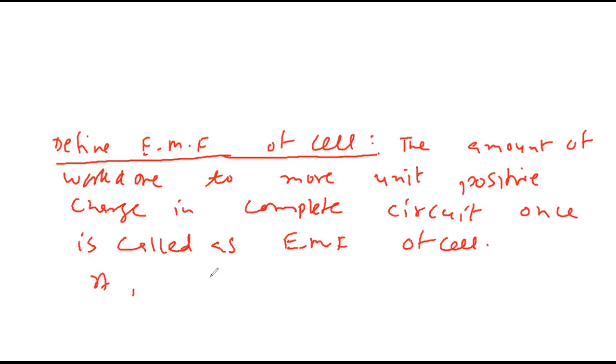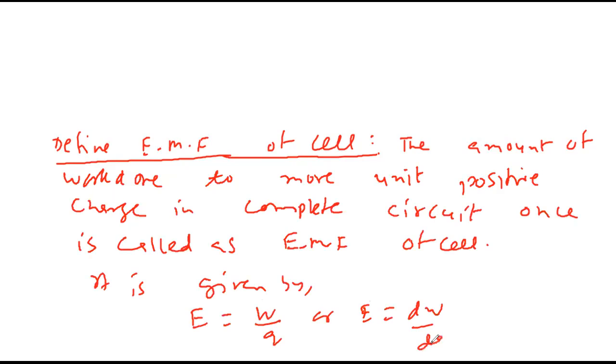It is given by E equals to W upon Q, or you can say dW upon dQ. Its SI unit is joule upon coulomb or volts. Right, definition of EMF of cell.